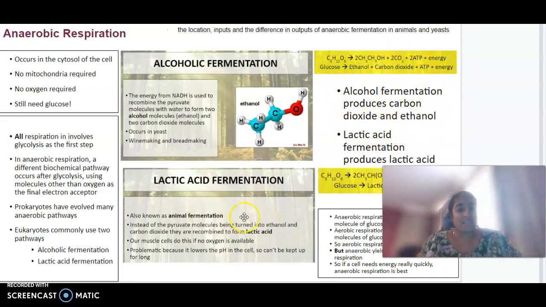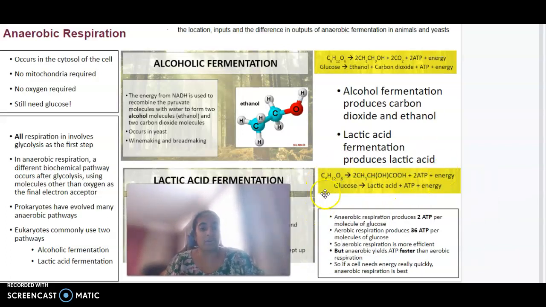Looking at lactic acid fermentation, this is what we call animal fermentation. Instead of the pyruvate molecules being turned into ethanol and carbon dioxide, they're recombined to form lactic acid. If you've been on a really long run, you might find your muscles cramping. That's because of the buildup of lactic acid as well. We're using oxygen faster than our body is able to supply it, and that can also form what we call that anaerobic state. Our muscle cells do this if no oxygen is available to them, but it can be problematic because it's going to lower the pH of the cell, so it can't really be kept up for too long.